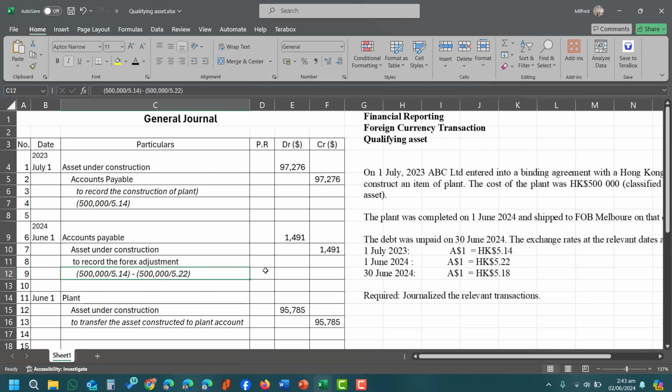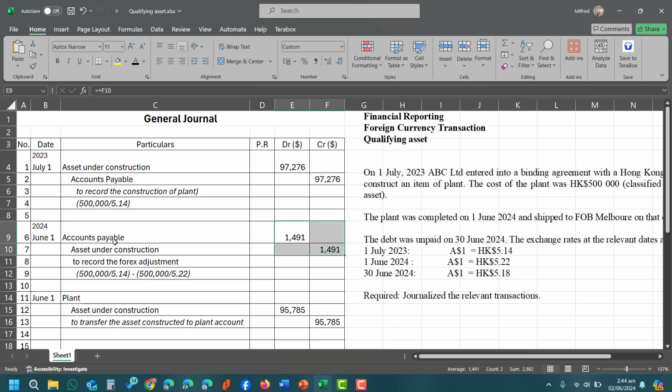So to do that, this is the calculation. Get the difference. Of course we already knew this: 97,276, less this 500,000 divided by 5.22, which is this amount, as you can see here in the formula bar. So the difference is this. Take note, you have to look at it from that perspective. If you are the one paying and the amount that you will need to pay after the adjustment is lower, then of course that's a gain on your part.